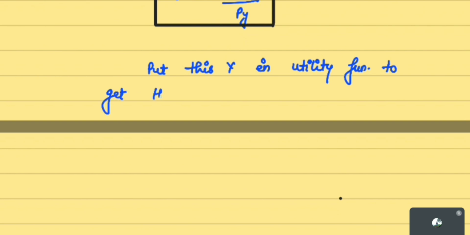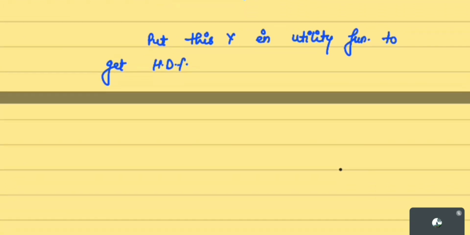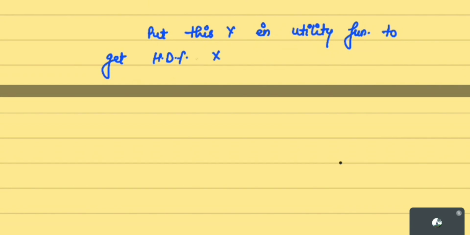Okay, so put this y in the utility function to get the Hicksian demand function. Okay, we also denote it like this in terms of xc and yc. C represents the compensated demand functions. Like xc means this is the compensated demand function for x and yc denotes the compensated demand function for y. Like what does the compensation mean?